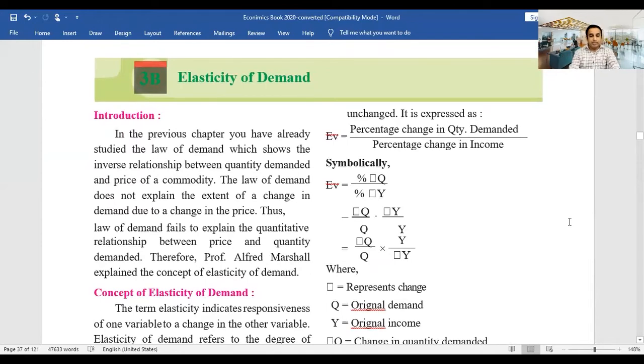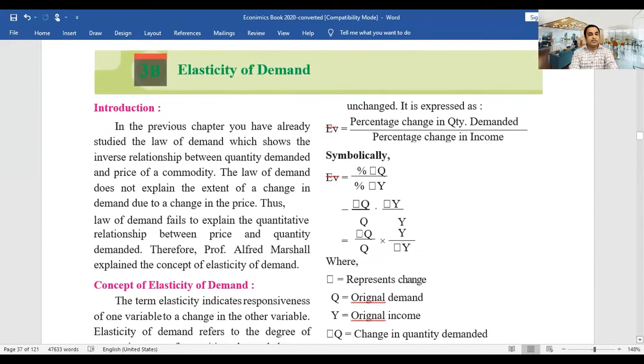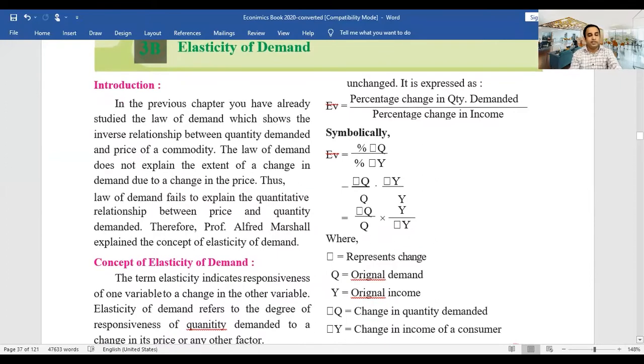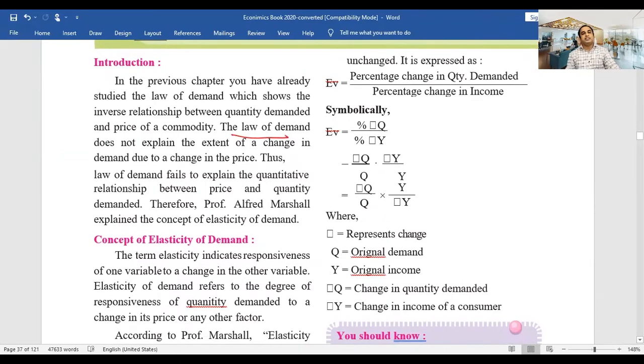Elasticity of demand, we have discussed this chapter in detail in our face-to-face batch as well as in our virtual batch. First we will go with the introduction. We have seen the law of demand. The law of demand explains that when price rises, demand falls, and when price falls, demand rises. But it does not explain the extent to which the demand responds to changes in the price. Therefore, we need a concept of elasticity of demand.